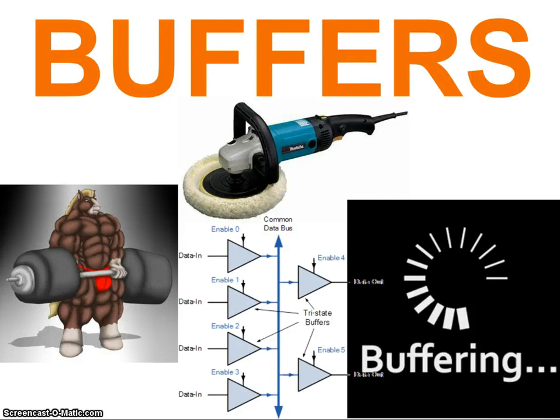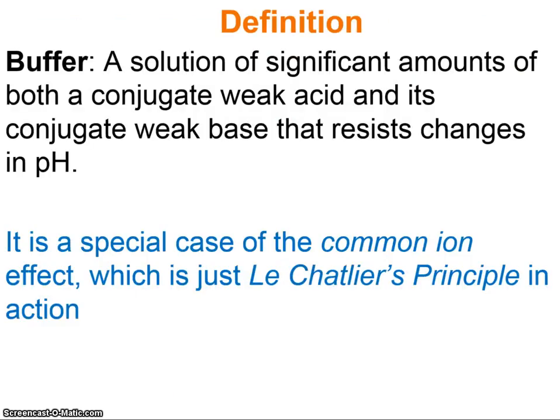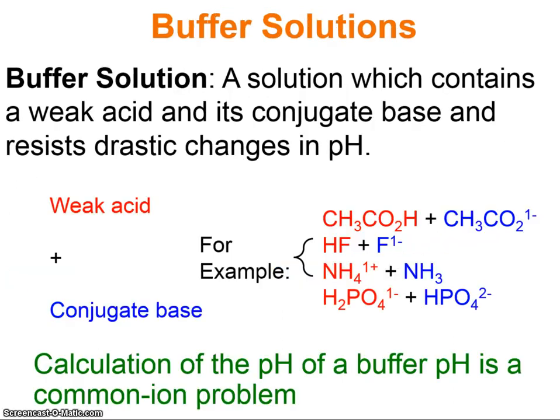All right, let's talk about buffers. Buffers are a solution of significant amounts of both the conjugate weak acid and its conjugate weak base that resists changes in pH. It is a special case of the common ion principle, which is just Le Chatelier's principle in action. So a buffer contains a weak acid and its conjugate base in solution, right? That's your definition.